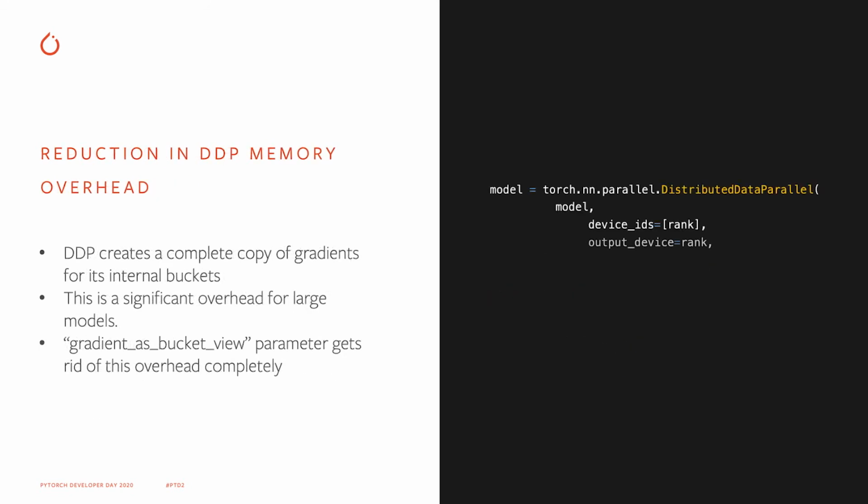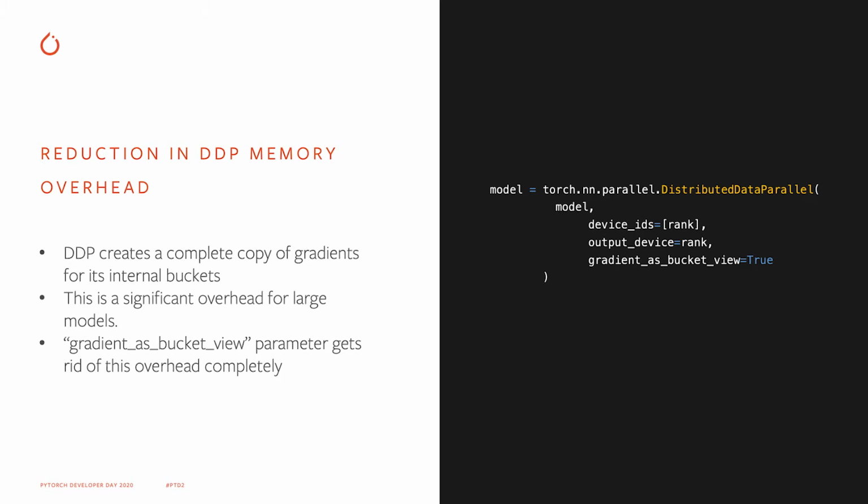Then we have some memory optimizations for DDP. DDP today creates a bunch of buckets to batch parameters together for an all reduce call, which is much more efficient. But what DDP does is it creates an entire copy of the gradients for these buckets. So if you have a 1 GB model, you'll have 1 GB of parameters, 1 GB of gradients, and DDP would take another gigabyte because it creates a copy of these gradients.